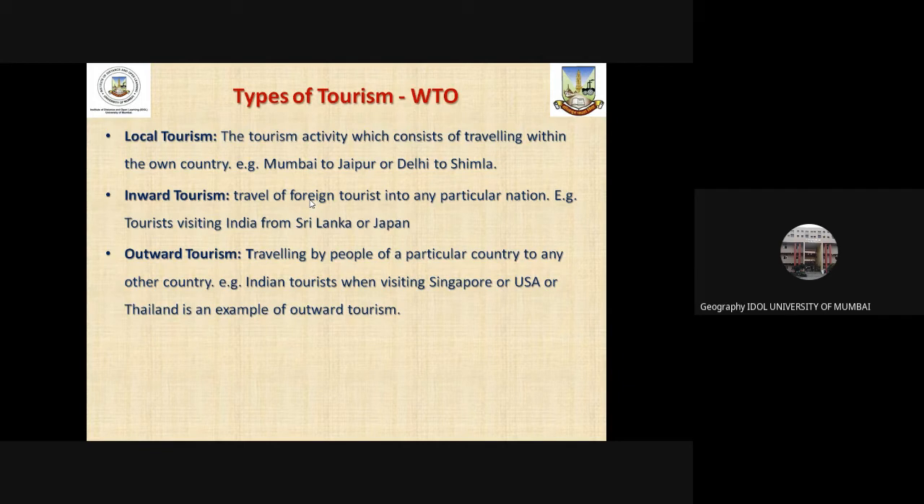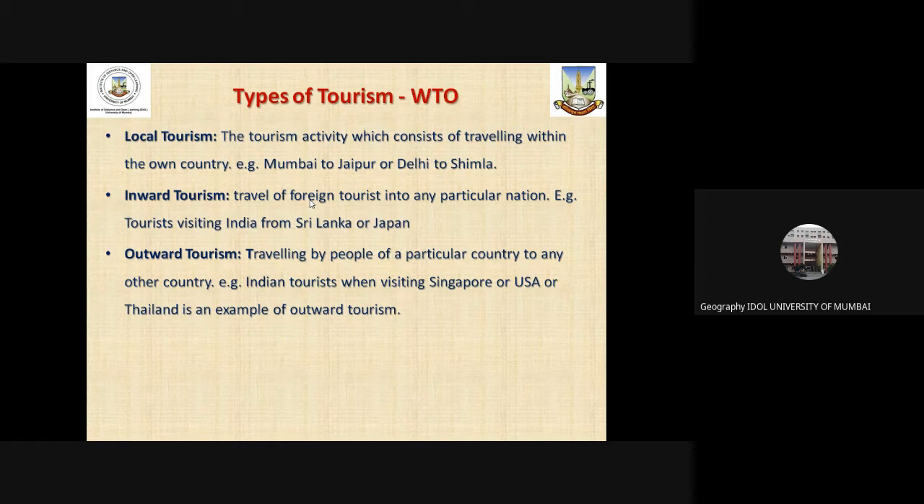The World Tourism Organization has tried to classify tourism activity into various categories based on the distance traveled and based on transboundary travel. Tourism can be classified into three categories. Local tourism refers to the economic activity associated with the travel of people within their own country. Say, for example, people from Mumbai traveling to Jaipur, Delhi, Shimla, or Amritsar to spend their holidays is an example of local tourism, wherein there is no question of getting a visa or passport, and it is also not necessary to use a different currency.